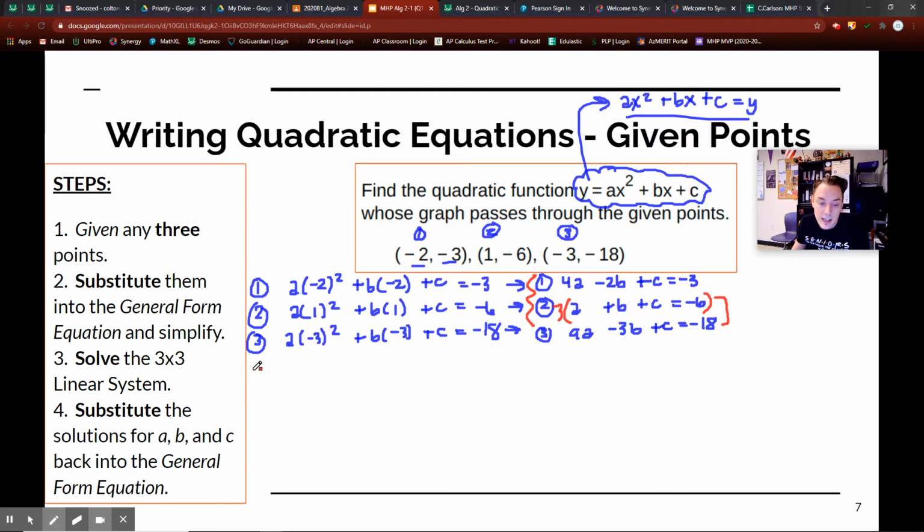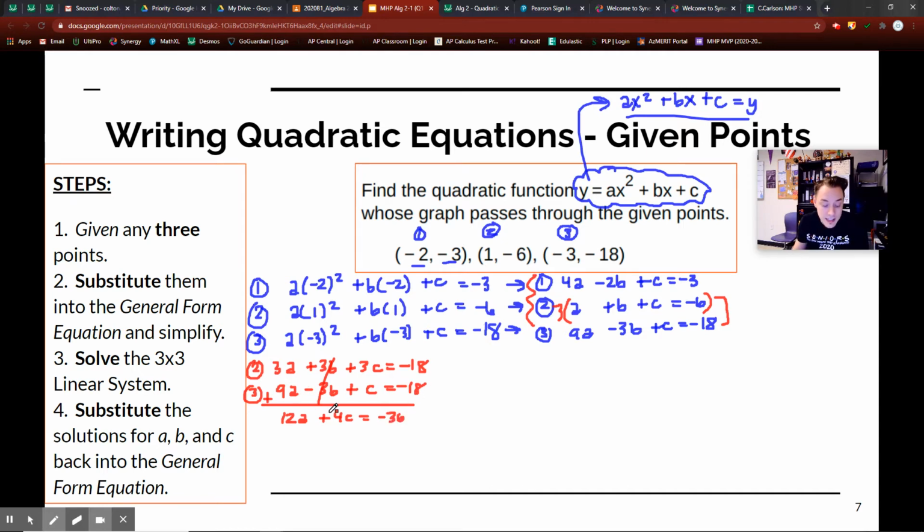So my new second equation is 3a plus 3b plus 3c equals negative 18. And then my third equation is literally the exact same thing. 9a minus 3b, and then plus c equals negative 18. So when I add these together, of course, this becomes 12a, and this goes poofy. This becomes plus 4c equals, and this is negative 36.